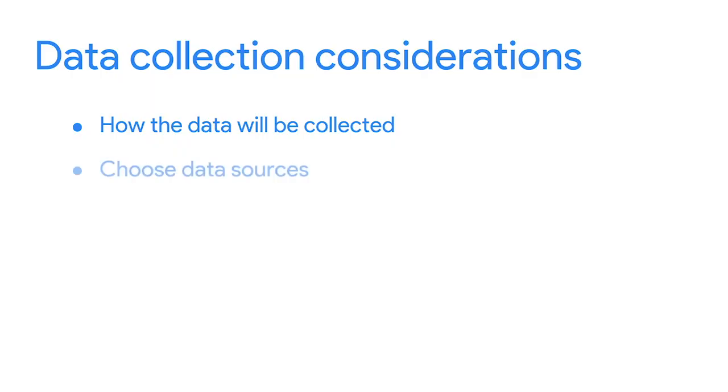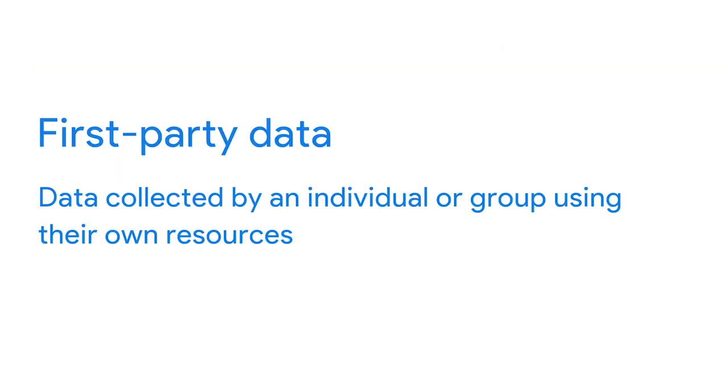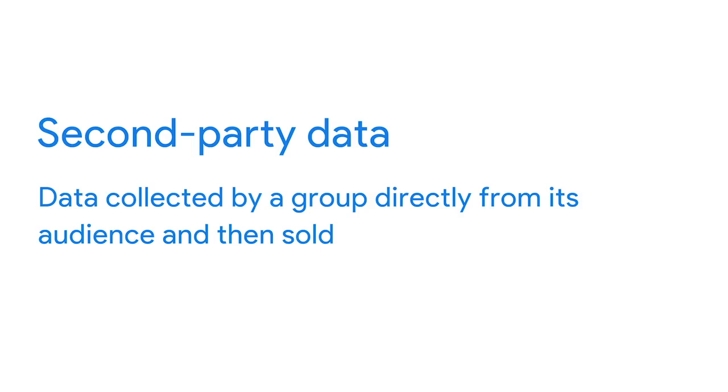That brings us to data sources. In our traffic example, your observations would be first-party data. This is data collected by an individual or group using their own resources. Collecting first-party data is typically the preferred method because you know exactly where it came from. You might also have second-party data, which is data collected by a group directly from its audience and then sold.